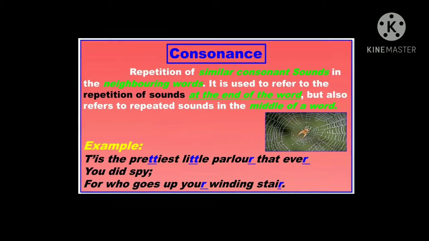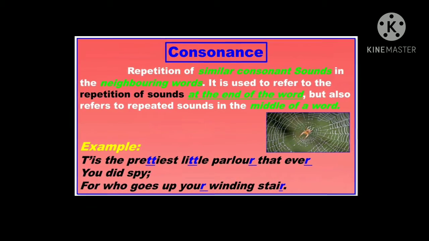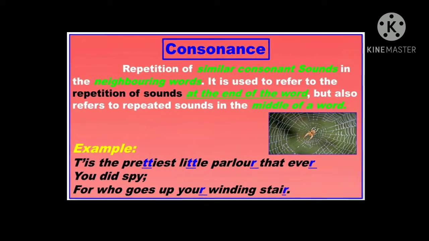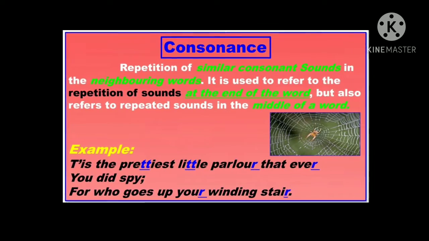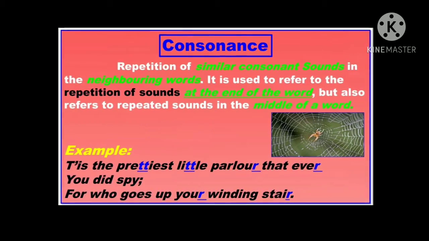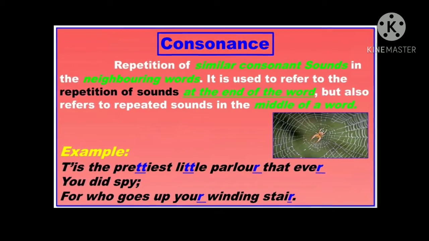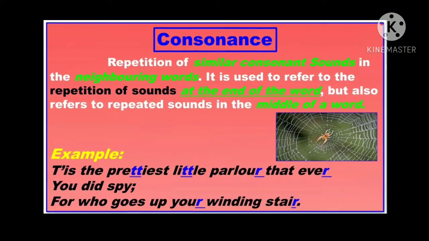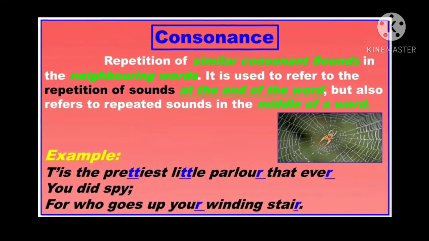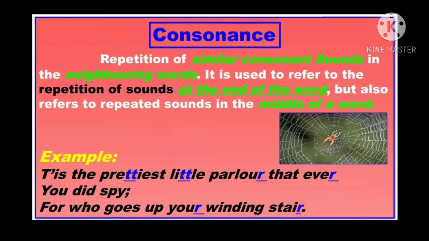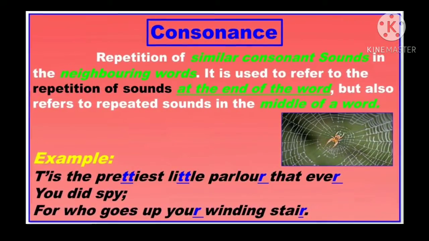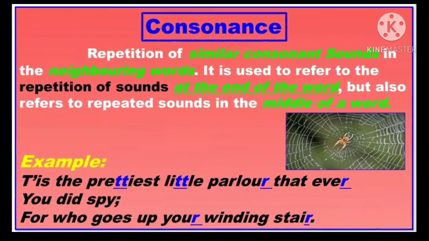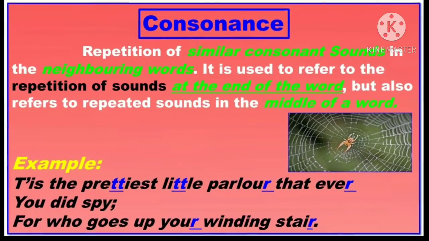This the prettiest little parlor that ever you did spy. For who goes up your winding stair. Here, in the words prettiest and little, parlor and ever, the highlighted letters T and R come under consonance. In the second example, your and stair, the highlighted letter R comes under consonance. So, the repetition may happen at the end of the words or in the middle of a word. So, that comes under consonance.